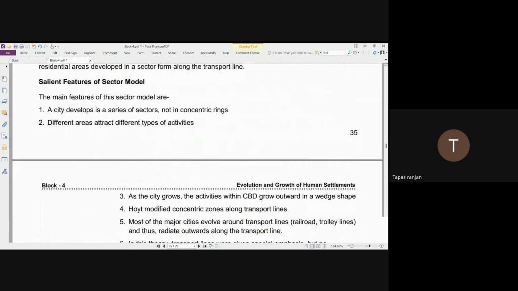What are the main features of the sector model? A city basically develops in a series of sectors, and not in concentric rings. To some extent this is true for some cities, and it may not be applicable to every city that is planned in nature. Different sectors will develop in different manners, so they will not follow any concentric ring pattern. Different areas attract different types of activities.